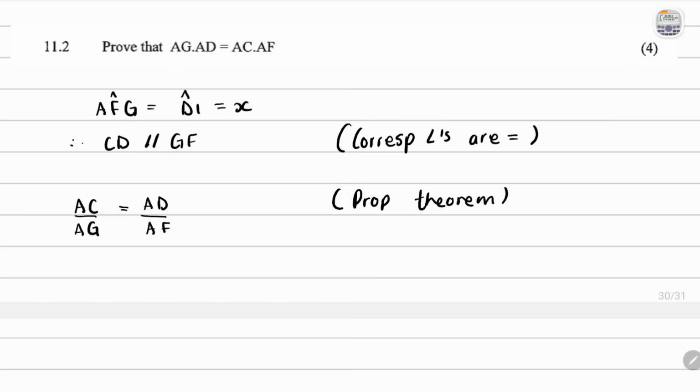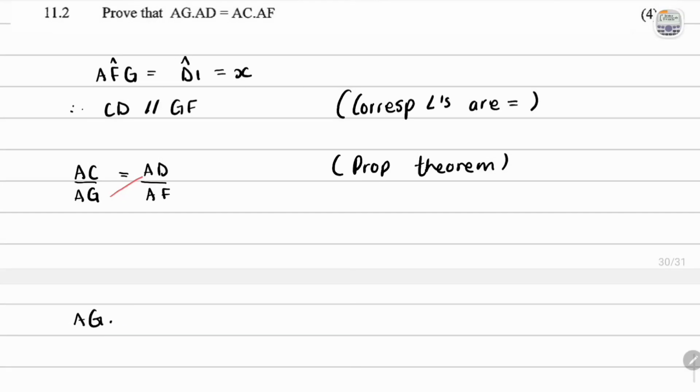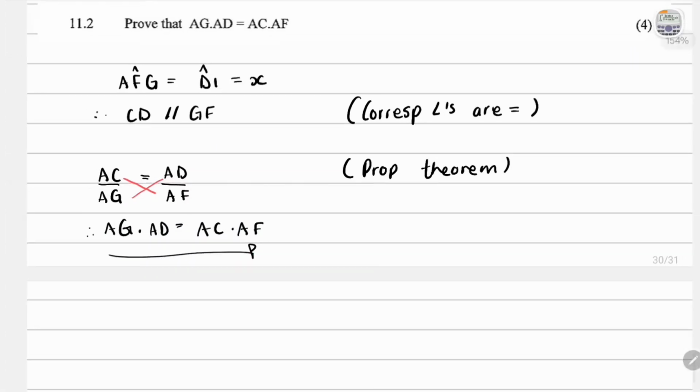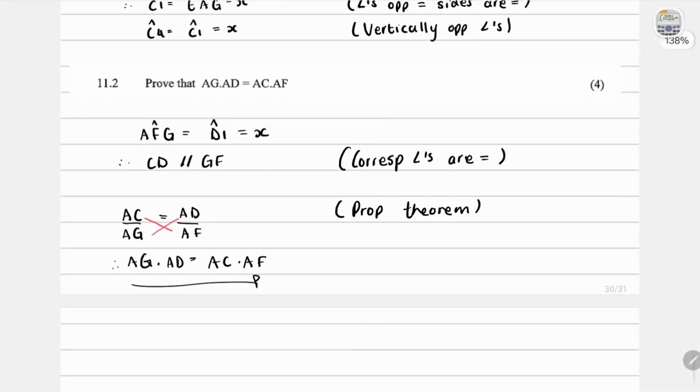So do you see that they just cross multiplied? So they said AG multiplied by AD, and then they got AG times AD is equal to, and then they multiplied across like that. So AC multiplied by AF. And there we go. That is just the conclusion. We've finally proven what they asked us to prove. Okay, and that is the answer to 11.2.